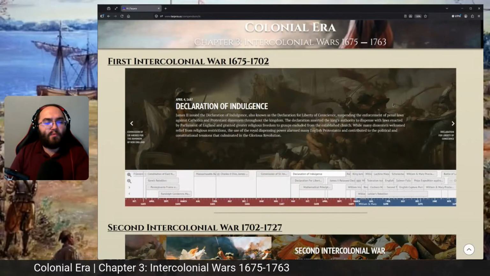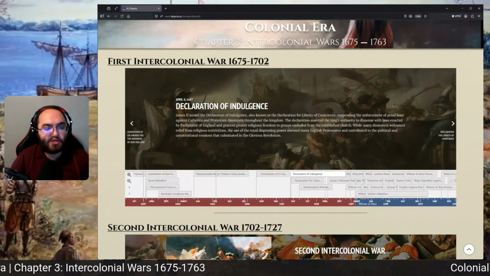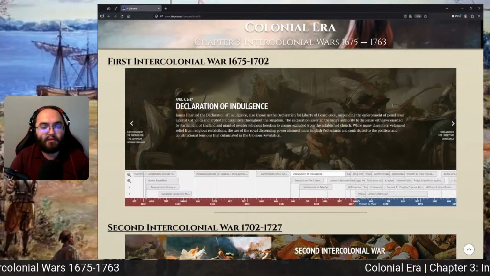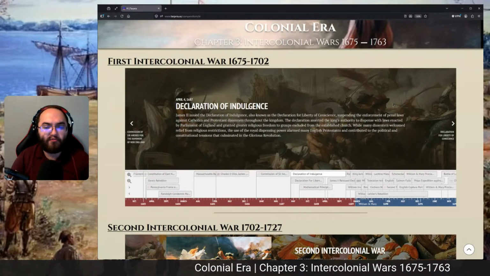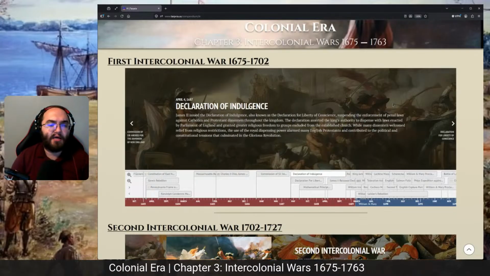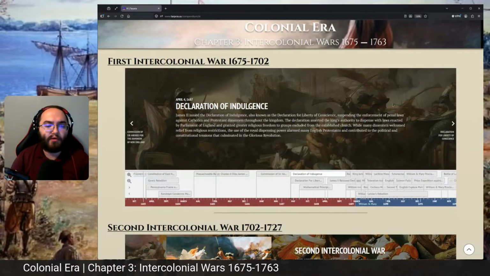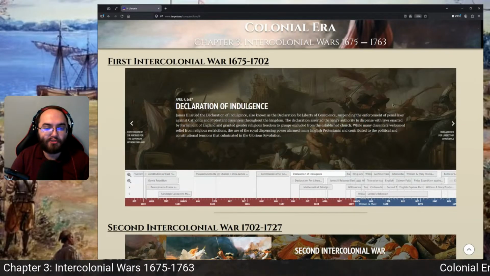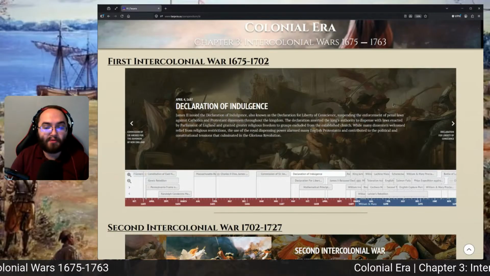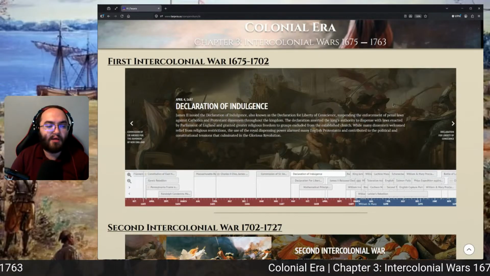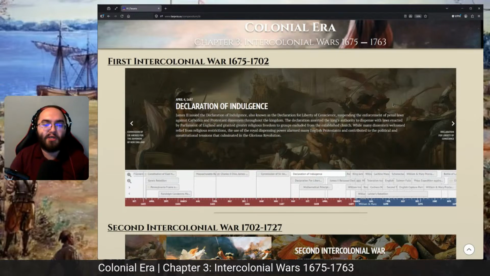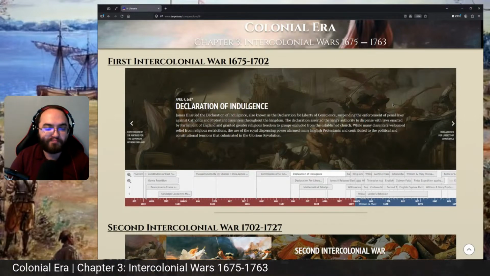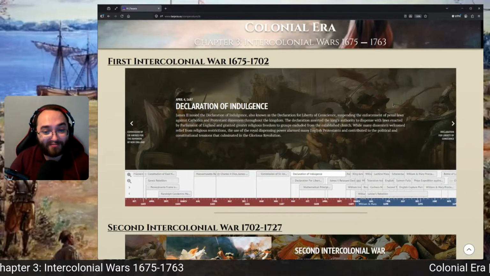James II will pass the Declaration of Indulgence, also known as the Declaration for Liberty of Conscience, suspending the enforcement of penal laws against Catholics and Protestant dissenters throughout the kingdom. The declaration asserted the king's authority to dispense with laws enacted by Parliament of England and granted greater religious freedom to groups excluded from the established church. So this is going to anger Parliament a lot.